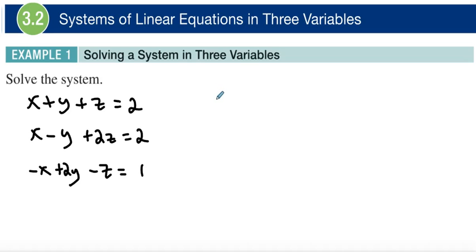So basically what you want to do is eliminate one of the variables. You're going to grab 2 equations, eliminate a variable, grab another 2, and eliminate it, and then you're going to get down to a system of 2 equations. So let's go ahead and first work with these 2 first.